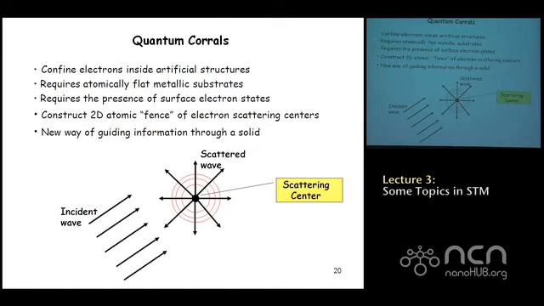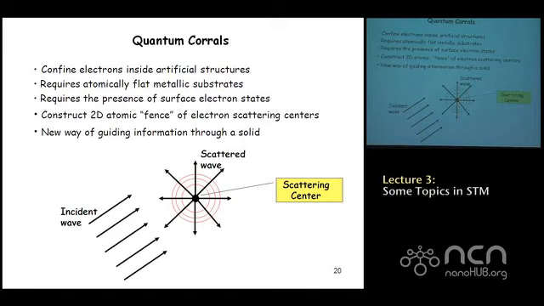Last topic is a brief discussion of quantum corrals. This is a topic that emerged maybe 4 or 5 years ago, in the early 2000s. It's basically driven by the work at IBM Almaden and Stanford University. And it's just a really beautiful example of the precision that STM can achieve in fabricating structures and then measuring the electronic states that are generated by these fabricated structures.